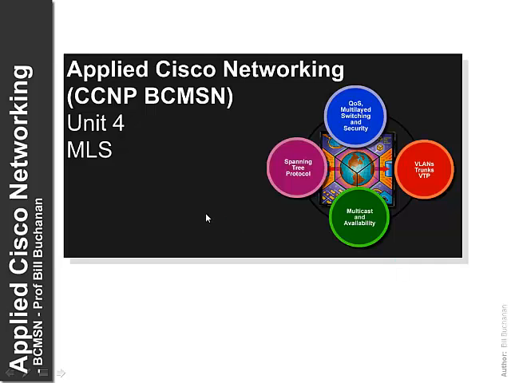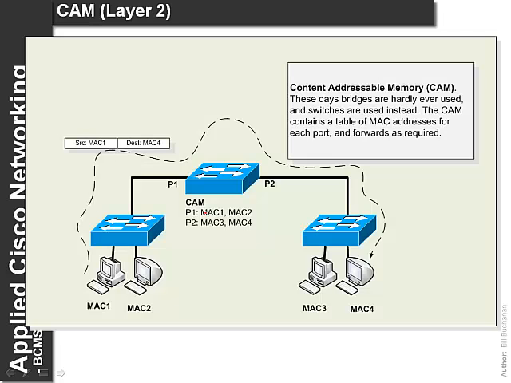This presentation will look at multi-layered switching, or MLS, and in this we'll see how we're able to switch at layer 2 and layer 3. Normally switches operate at layer 2 using their content addressable memory. With this, the switch remembers the MAC addresses which are on each of their ports.